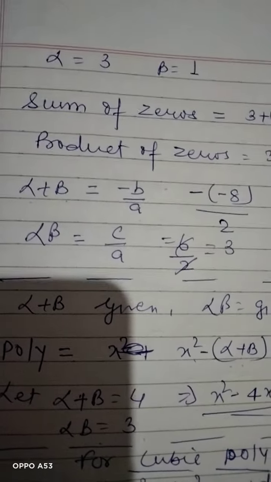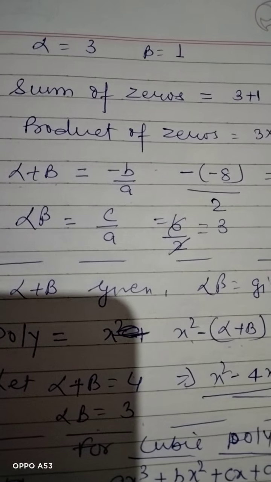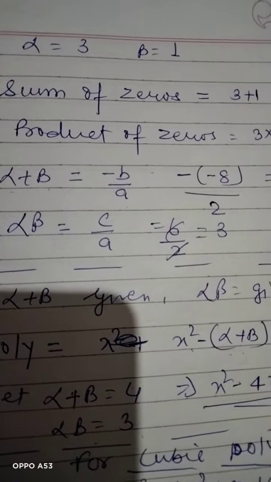Now we have to get a relation between the coefficient and the zeros. So first of all we have to find the sum of zeros.